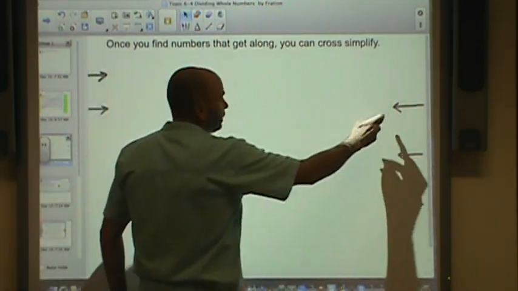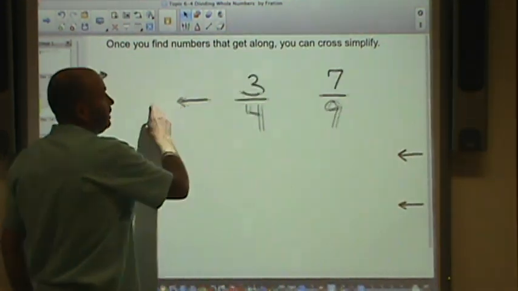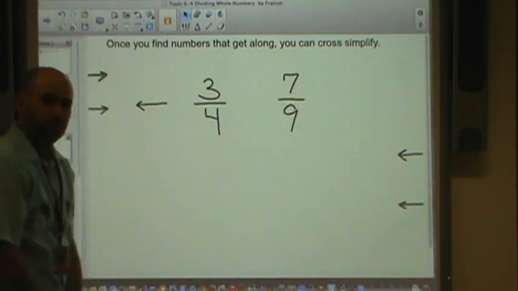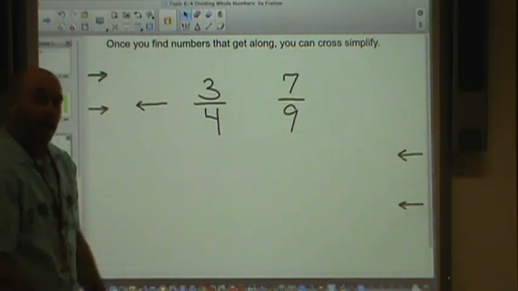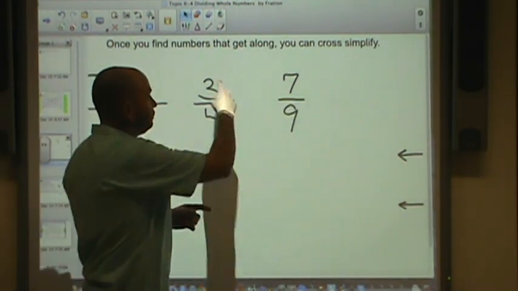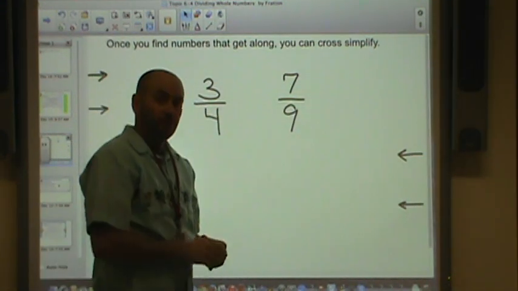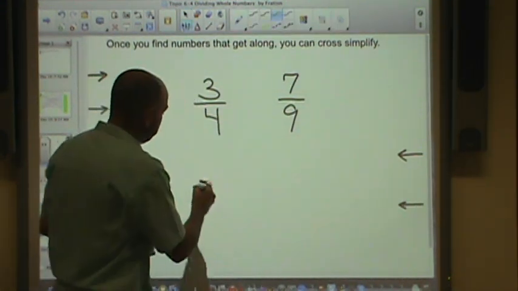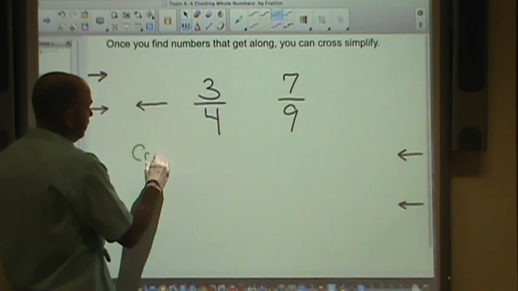Okay. Let's take a look at this example of numbers. At your desk, see if you can cross simplify them. See if you can cross simplify those.